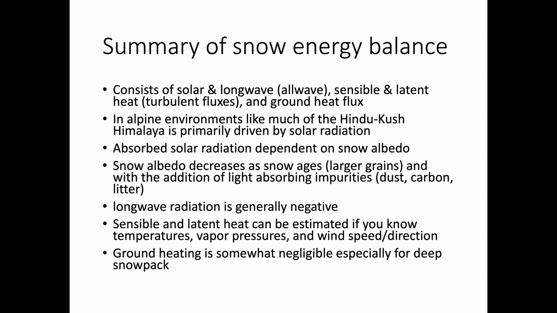In summary, the energy balance consists of solar and long-wave radiation, which comprise all-wave radiation, sensible and latent heat, which comprise the turbulent fluxes, and the ground heat flux, if we ignore rain on snow. In the alpine environment, like much of the Hindu Kush Himalaya, the energy balance is primarily driven by solar radiation. We also learned that absorbed solar radiation is dependent on the snow albedo. Snow albedo decreases as snow ages and grains get larger, and with the addition of light-absorbing impurities such as dust, carbon, or litter.